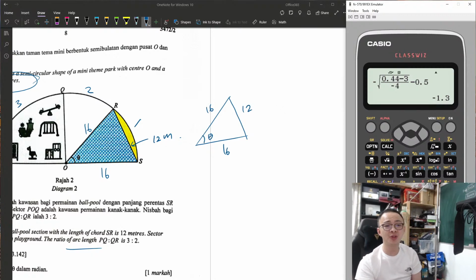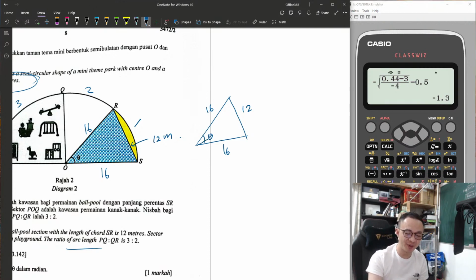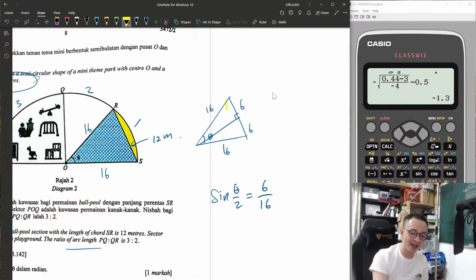Depends what you want to do. If you want to use the cosine rule, then you can just straight away use the cosine rule easily. If you don't like the cosine rule, I prefer to use the sine rule. You just separate them into half, 90 degree. Then this one becomes 6 and 6. Then you can use SOHCAHTOA. So it's sine theta over 2 equals 6 over 16. Basically I just take half of the triangle to do my SOHCAHTOA here. Sine is opposite over hypotenuse, right? It's not too hard to understand here, right? And why is it theta over 2? Because I separate the angle into half of it.